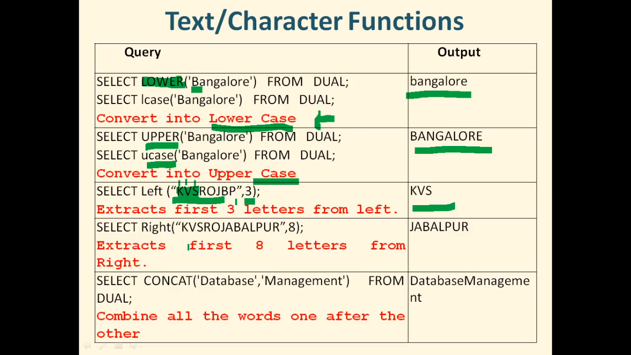So I should have written here last 8 letters, or whatever the language, you have to understand it. But what it means is that I will start counting from here: 1, 2, 3, 4, 5, 6, 7 and 8. So output is Jabalpur, all 8 letters from the right. The next function is the concat function. Concat function adds the words one after the other, in other words it combines all the words one after the other.